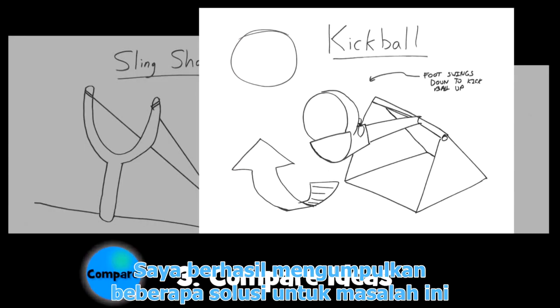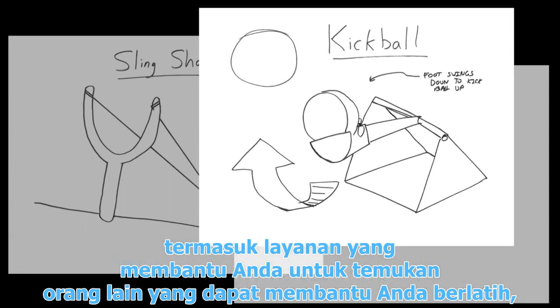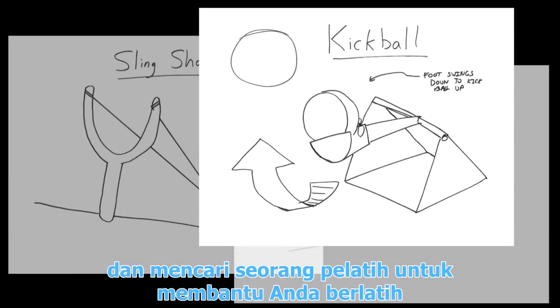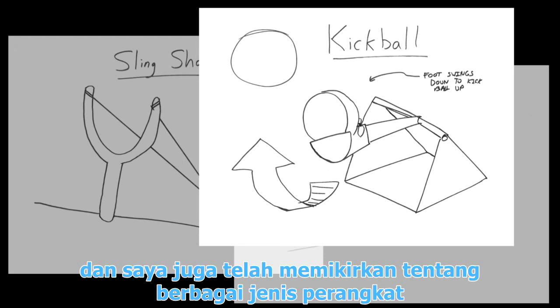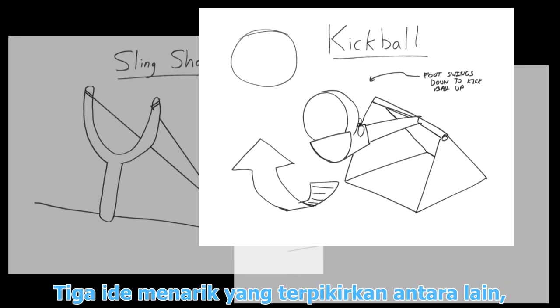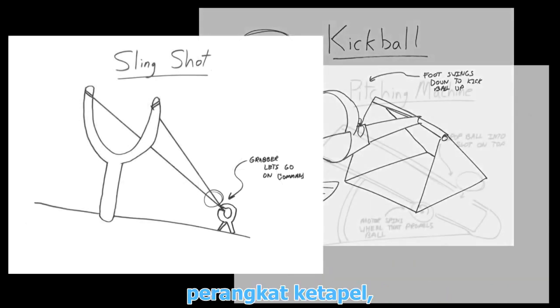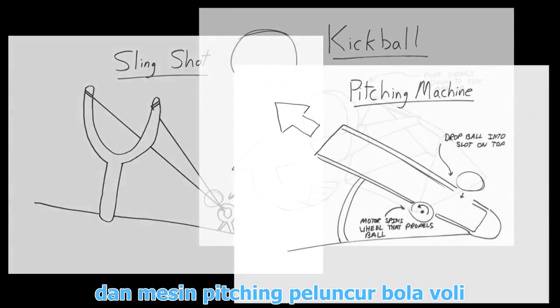I've brainstormed many solutions to this problem, including services that help you find other people to practice with, and find a coach to help you practice, but I've also explored devices that will launch a volleyball you can then practice with. Three interesting ideas I came up with include a kicking device to launch a ball, a slingshot device, and a pitching machine volleyball launcher.